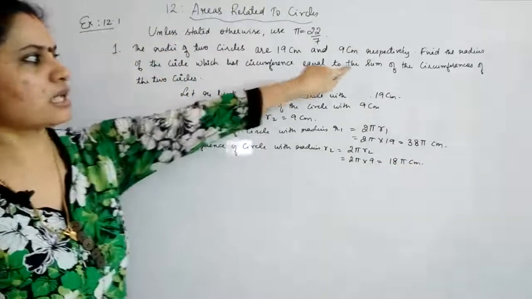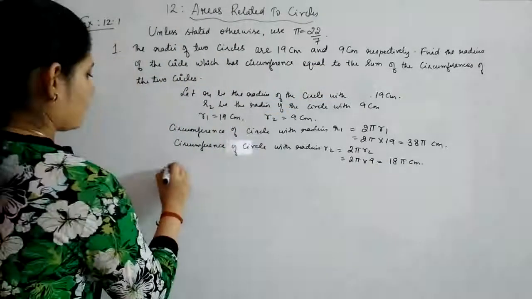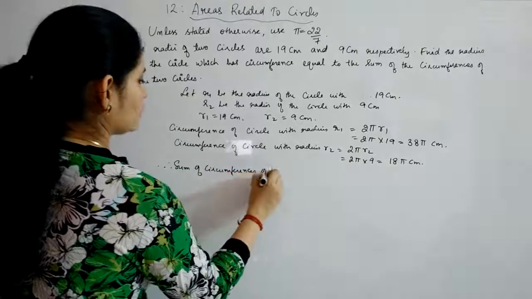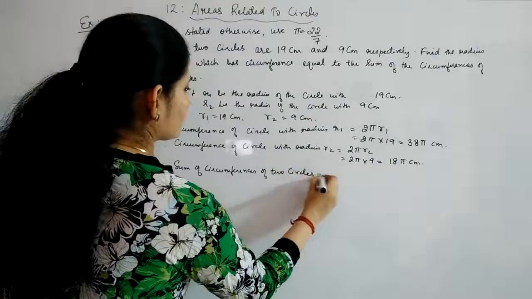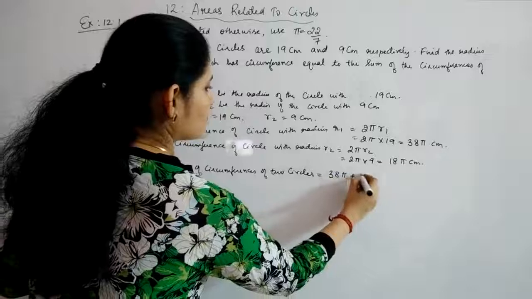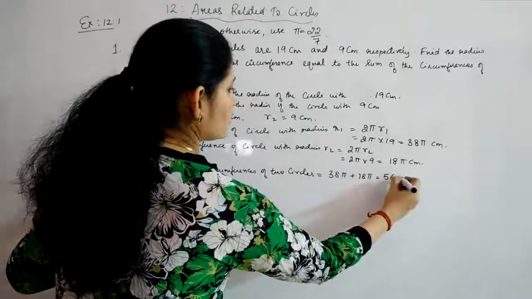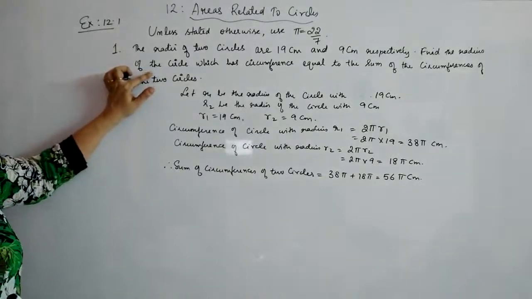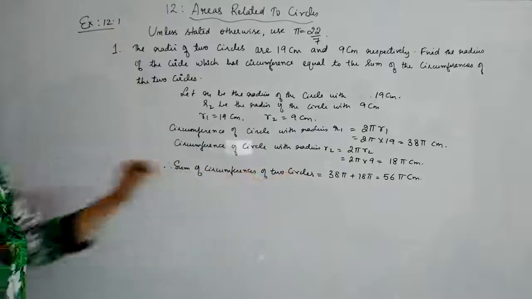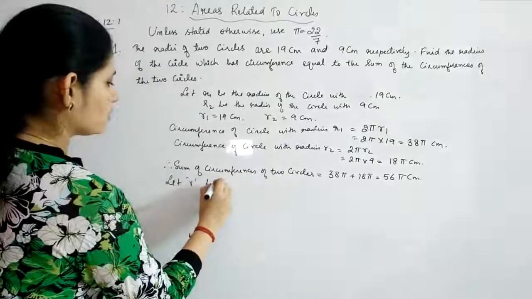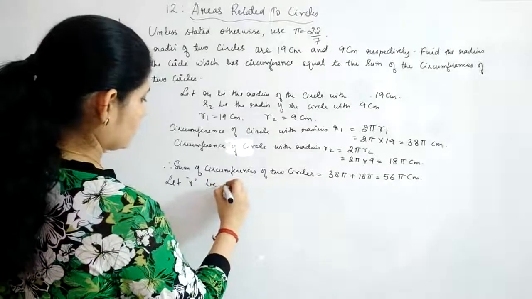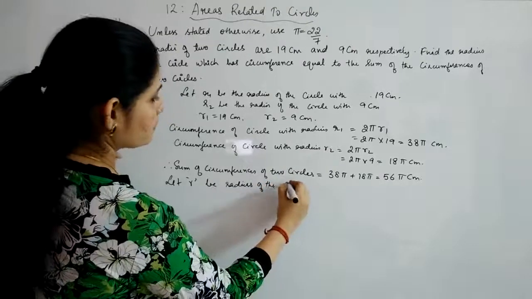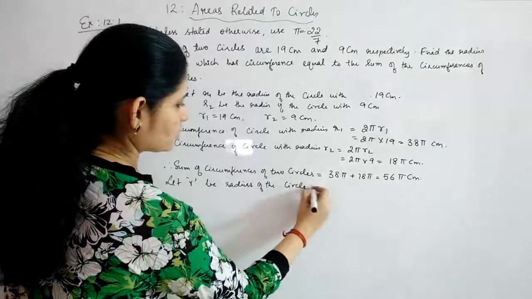Now what you need is the sum of the circumferences of the two circles. Therefore, the sum of the circumferences of the two circles is equal to 38 pi plus 18 pi, which is equal to 56 pi centimeters. Now they have asked you to find the radius of the circle whose circumference is this. So let r be the radius of the required circle, the circle to be found out.